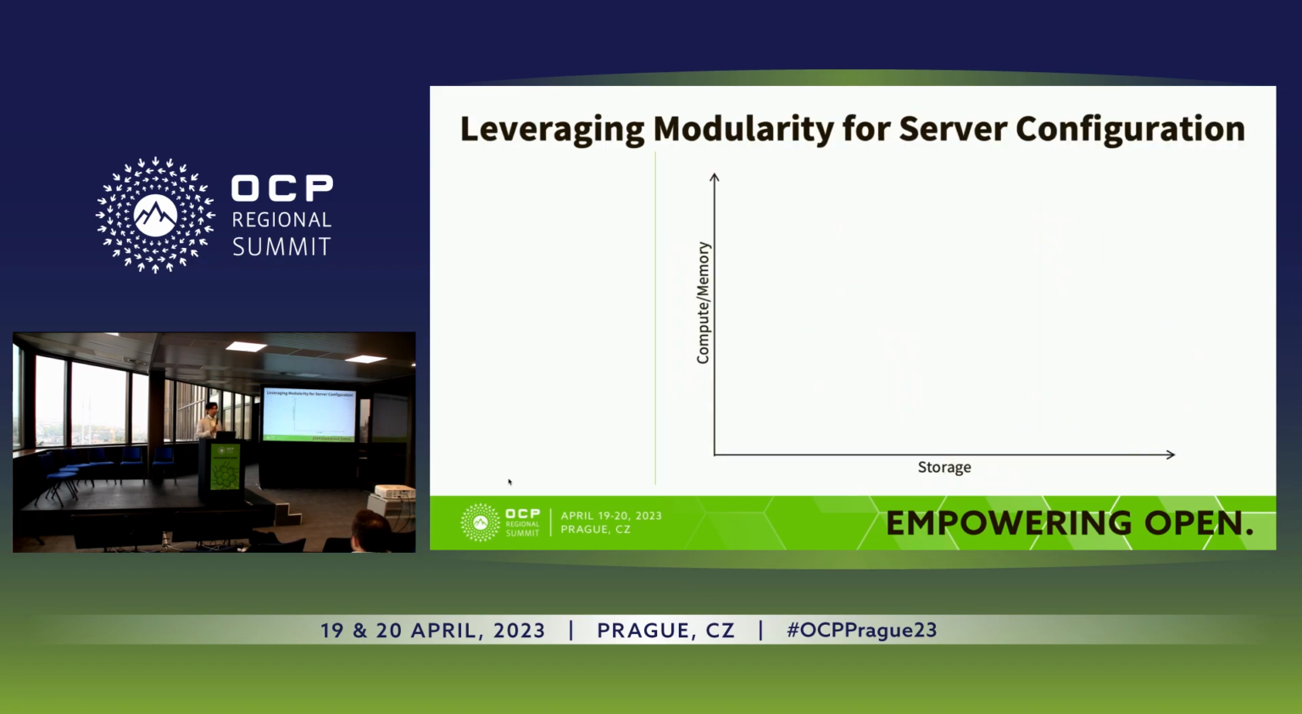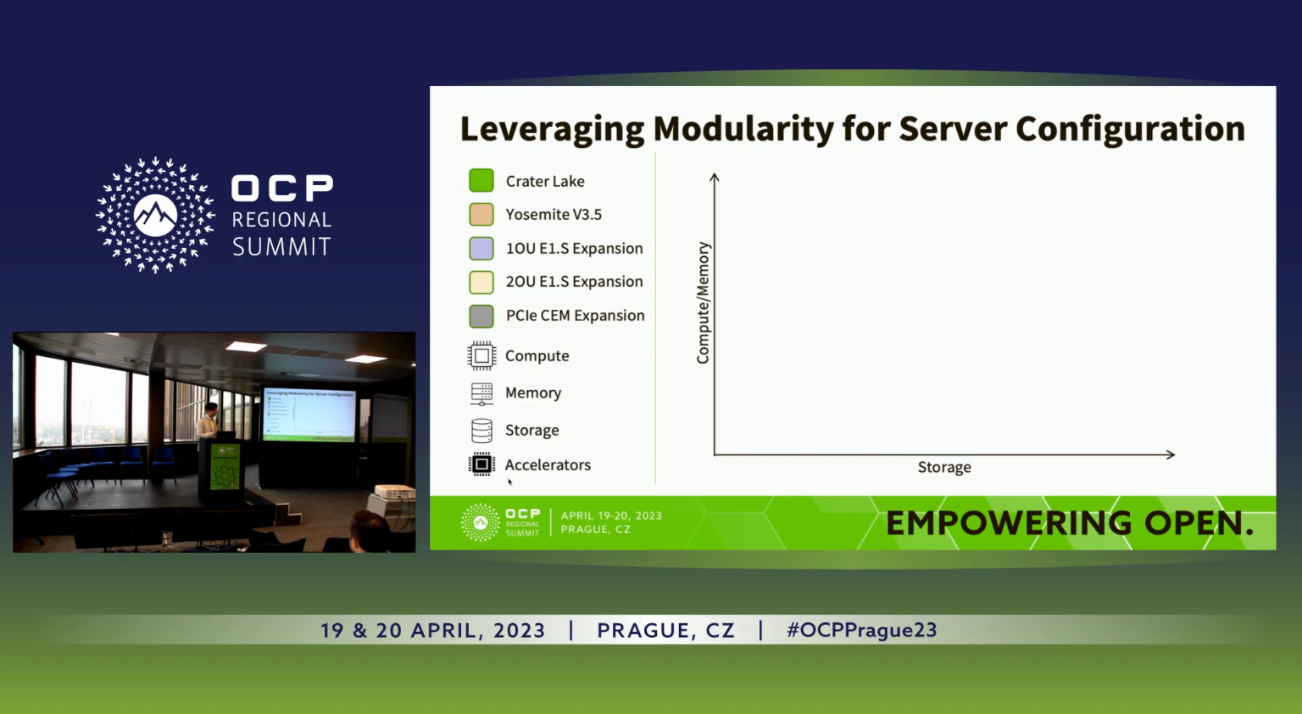Okay, so how can the products that I'm talking about today realize these goals? As an example, let's start at the server level. Crater Lake and Yosemite V3.5 retain the same modular expansion options as the predecessor, which is based on Delta Lake and Yosemite V3. That means at the server level, we can have various amounts of compute to memory ratio. We can append a little or a dense storage, or even switch them out for some kind of acceleration.